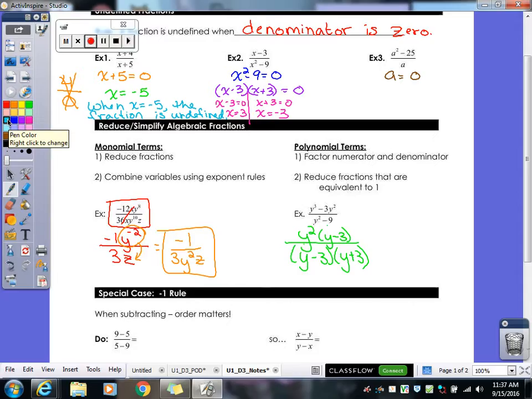And so now we can cancel something from the top and something from the bottom. I can cancel y minus 3 with y minus 3. And then I can't cancel anything else because this y here is attached to the plus 3. So it's either all or nothing. I can't separate or reduce my y squared with that y because that y has the 3 attached to it. So our final answer here would be y squared over y plus 3. That's our fraction reduced.